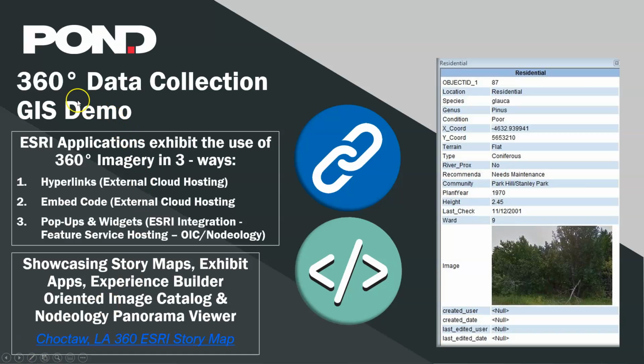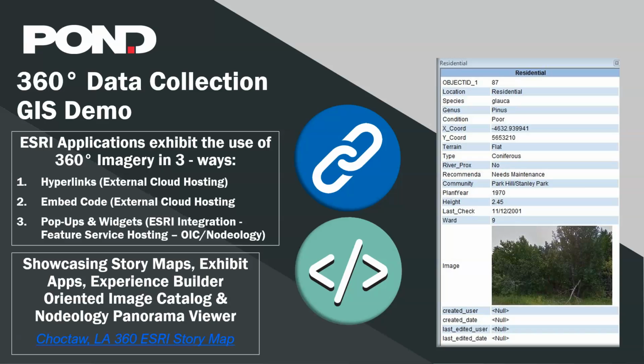Okay, just remember, we are going to look now at a 360-degree data collection GIS demo that I've created. It is a work in progress. It is a draft. We're going to be looking at these three ways that we can integrate 360s into an ESRI environment. Once again, that's by use of hyperlinks and embed codes, which are external cloud hosting third-party vendor sites. And then we're going to look at pop-ups and widgets, which are the ESRI integration feature service hosting, oriented image capture, and Nodology.